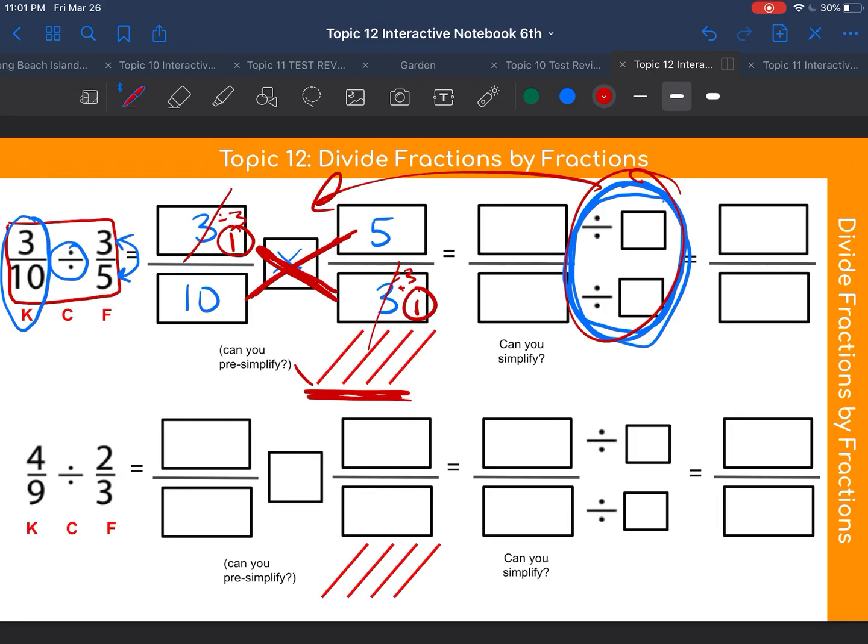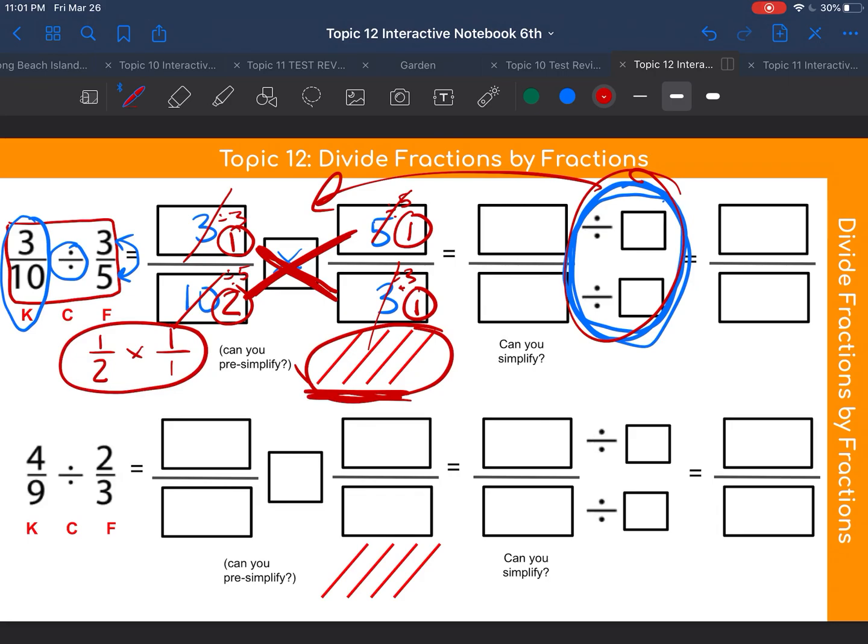But now let's look diagonally in the other direction. Do 5 and 10 have any common factors? Can they both be divided by something? Both of them can be divided by 5. So that's why you have all of these lines to draw your lines over them. 10 divided by 5 is 2. 5 divided by 5 is 1. So look, we just pre-simplified crazily, and now we have 1/2 times 1/1.